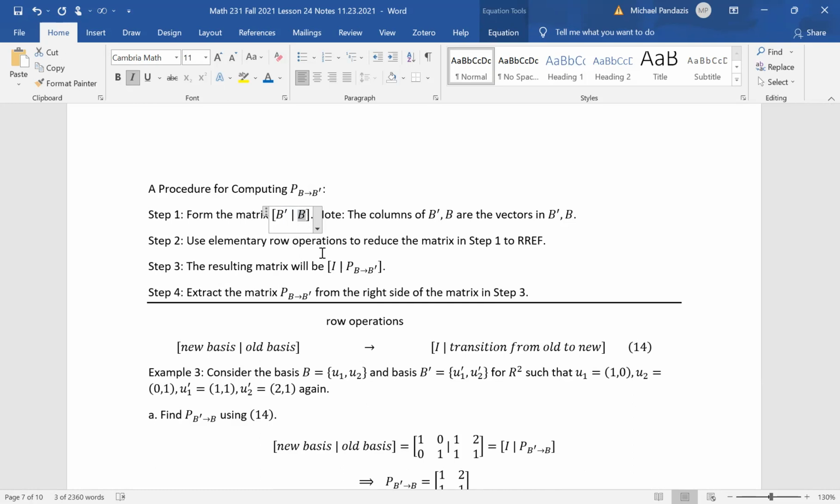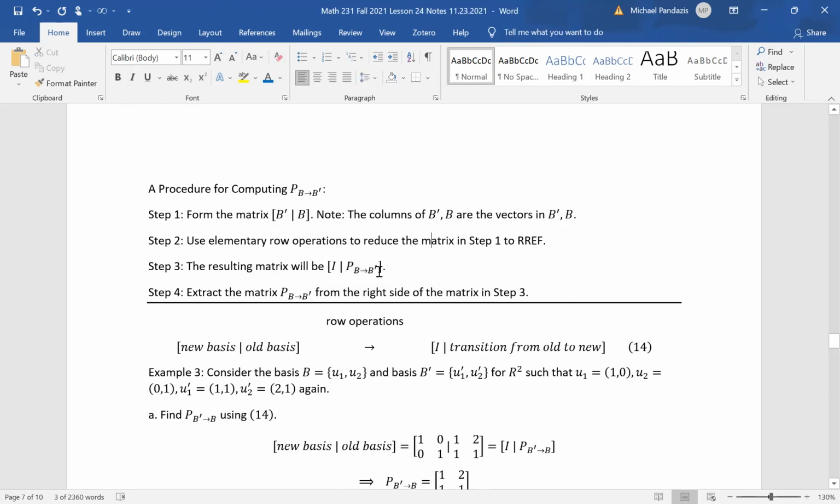Okay. So you form that matrix. The left side is the columns of the basis B prime, and the right side are the columns of the basis B. Then use elementary row operations to get this matrix in reduced row echelon form. The resulting matrix would have the identity matrix on the left side, and on the right side is the transition matrix from B to B prime. And then you just extract the matrix on the right side of the partition, and you get the transition matrix from B to B prime.